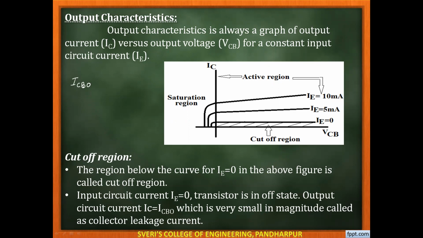Because how does this current flow? It flows in the collector base junction. Get it, my point? This is called leakage current, collector leakage current, or you can also represent it with ICO, collector leakage current. Get it, my friend? So please try to take a note of these things.